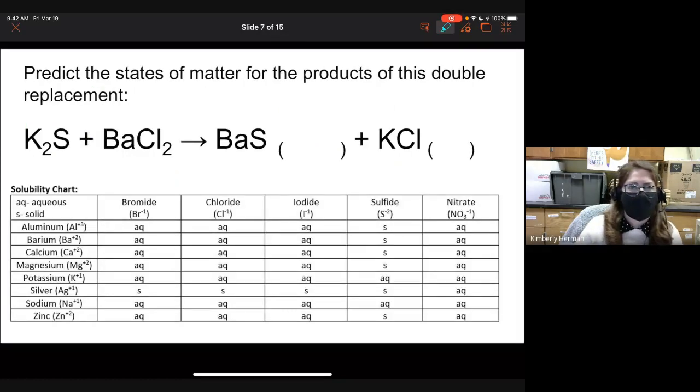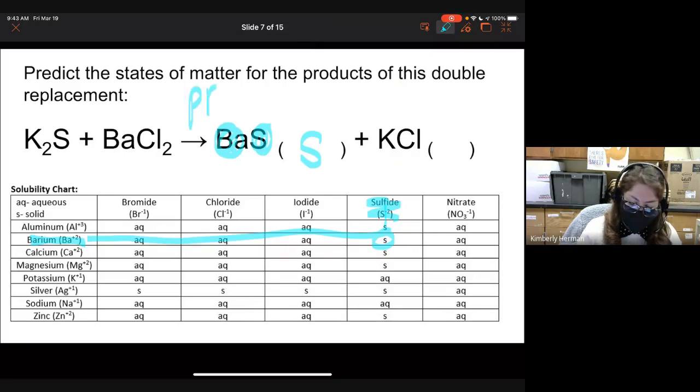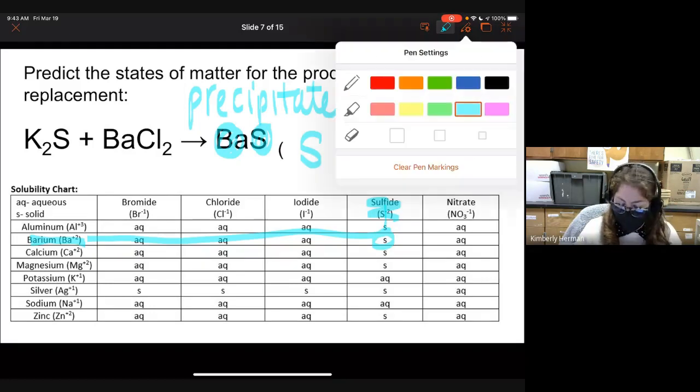Now, the final one for our chemical reactions, it's asking us to predict the states of matter for the products of this double replacement. So we have Ba and S. So we find barium, we find sulfide, and then we bring it together, and we see that this is going to be S. And remember, it's called our precipitate, aka the solid from this double replacement. Now let's look at the other one.